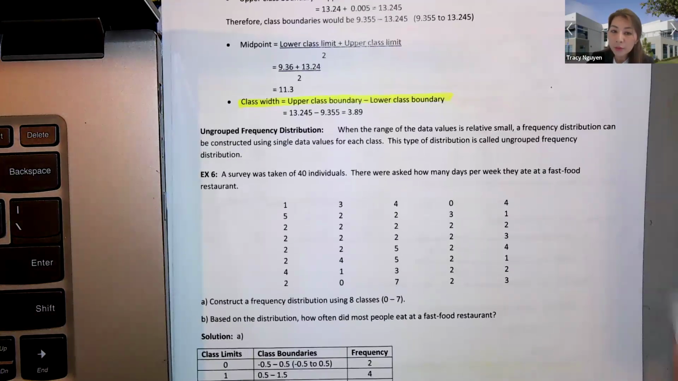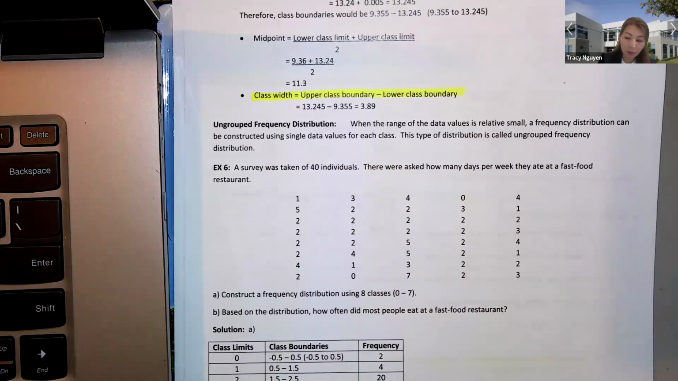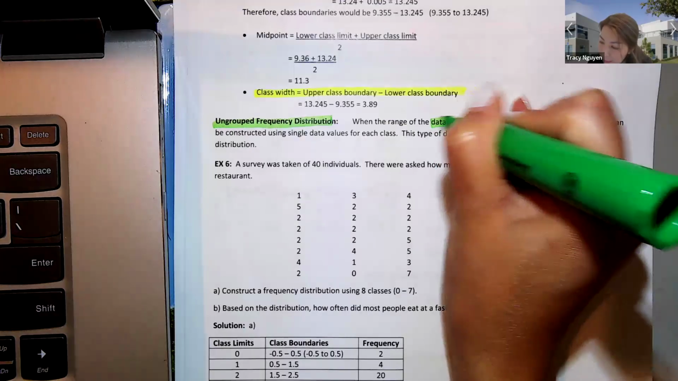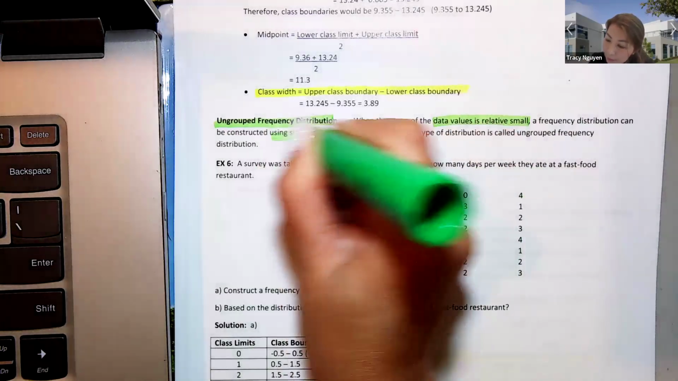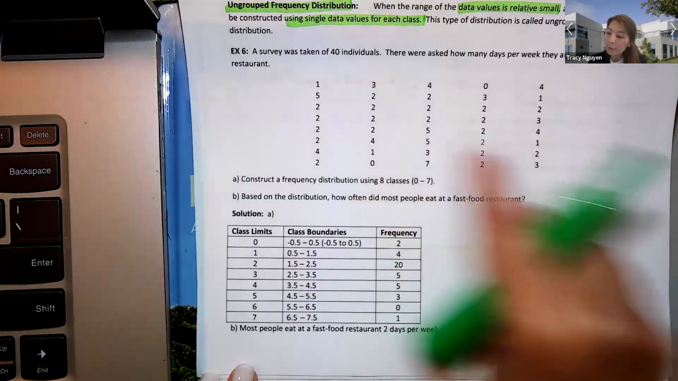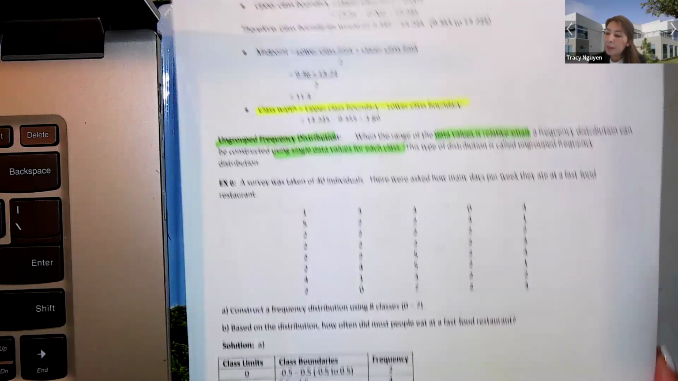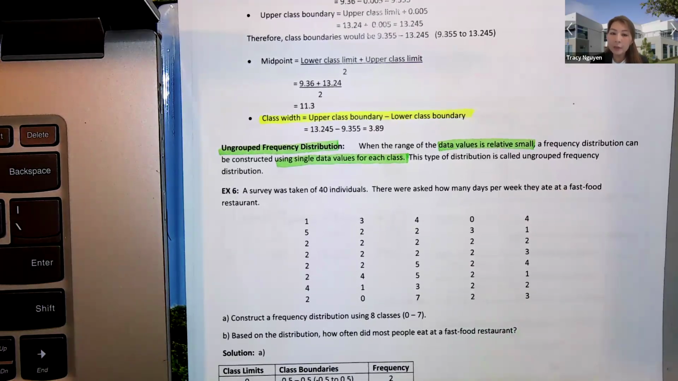Okay. So ungrouped frequency distribution when the range of the data values is relatively small. When the data values are relatively small, a frequency distribution can be constructed using single data values for each class. And what you notice, we have class limits of single data values from the data set here. And we see the data set has single data values from 0 to 7, okay? This type of distribution is called an ungrouped frequency distribution.